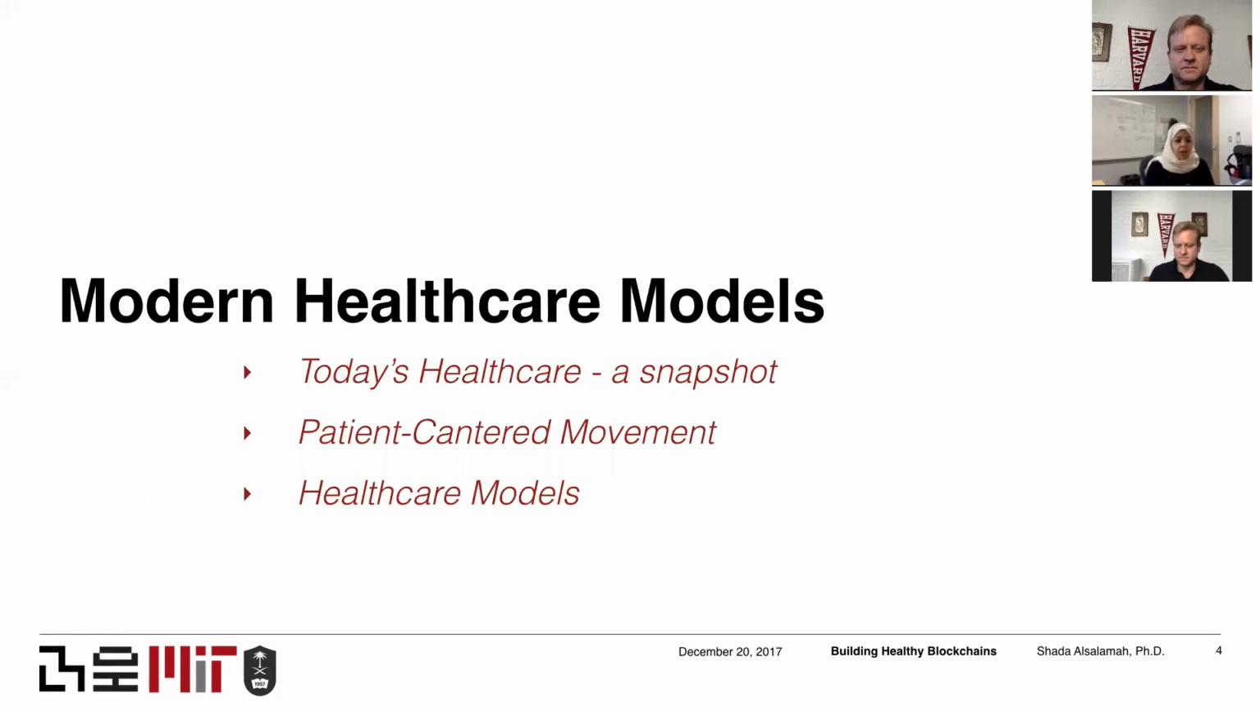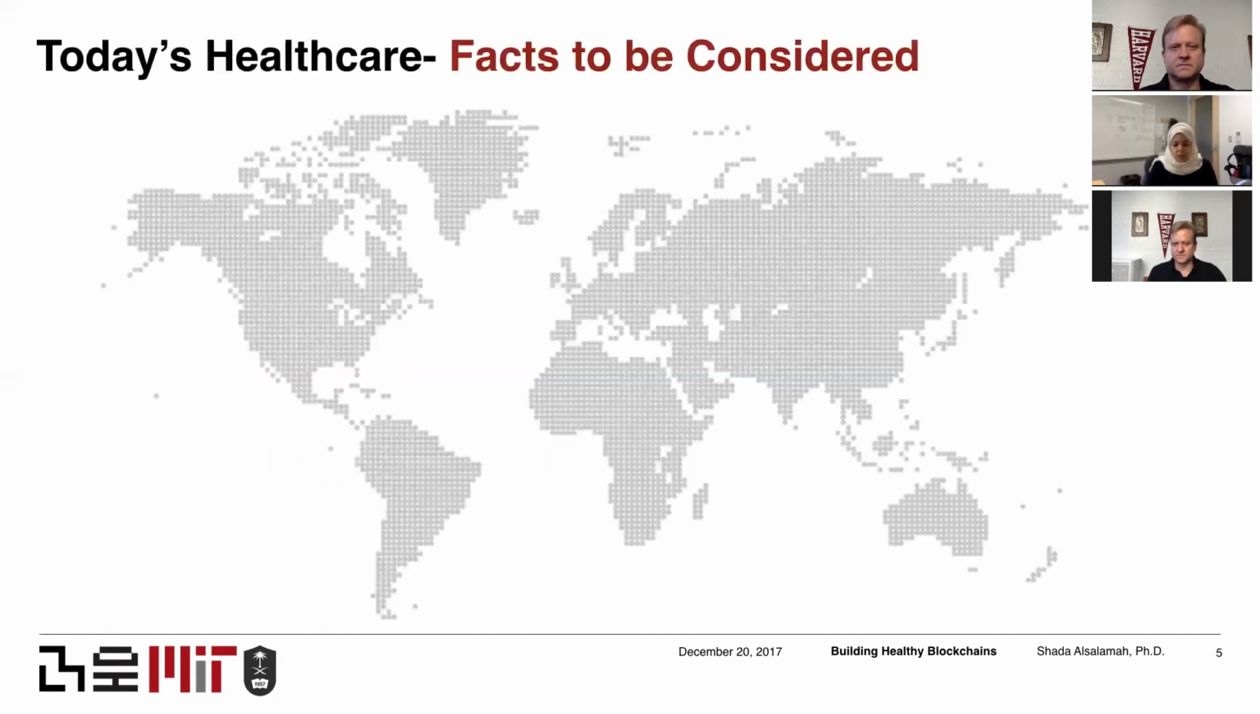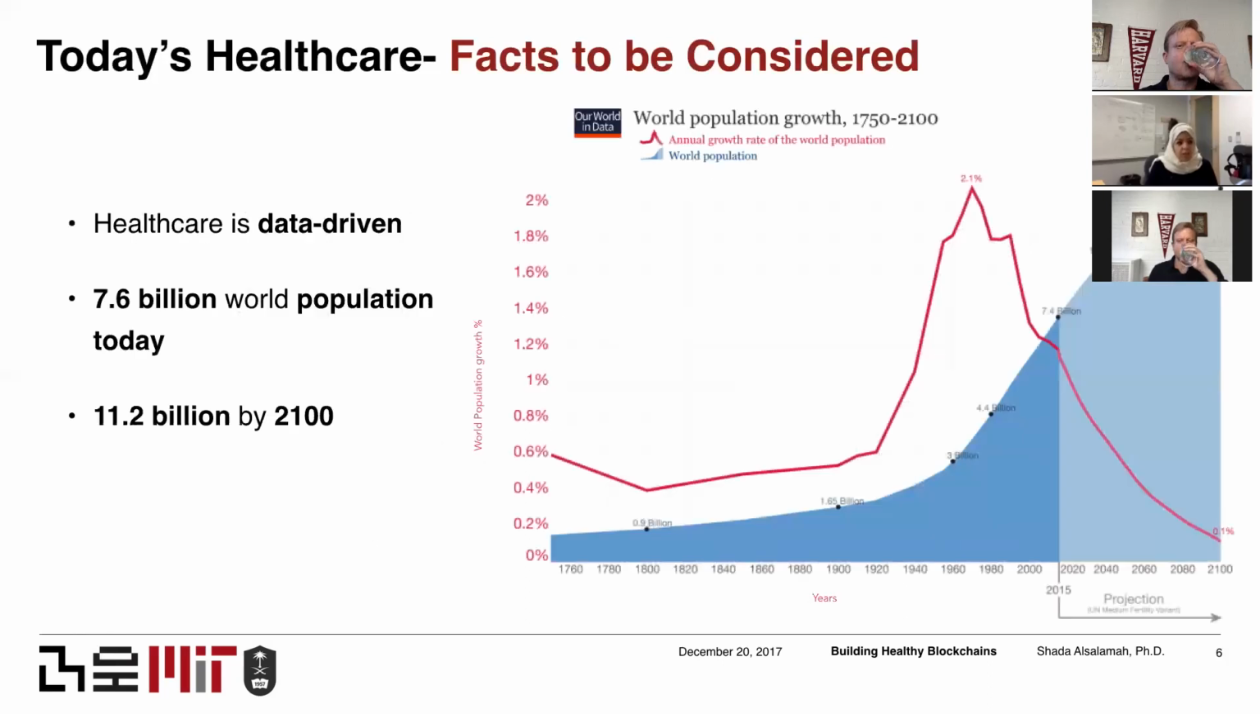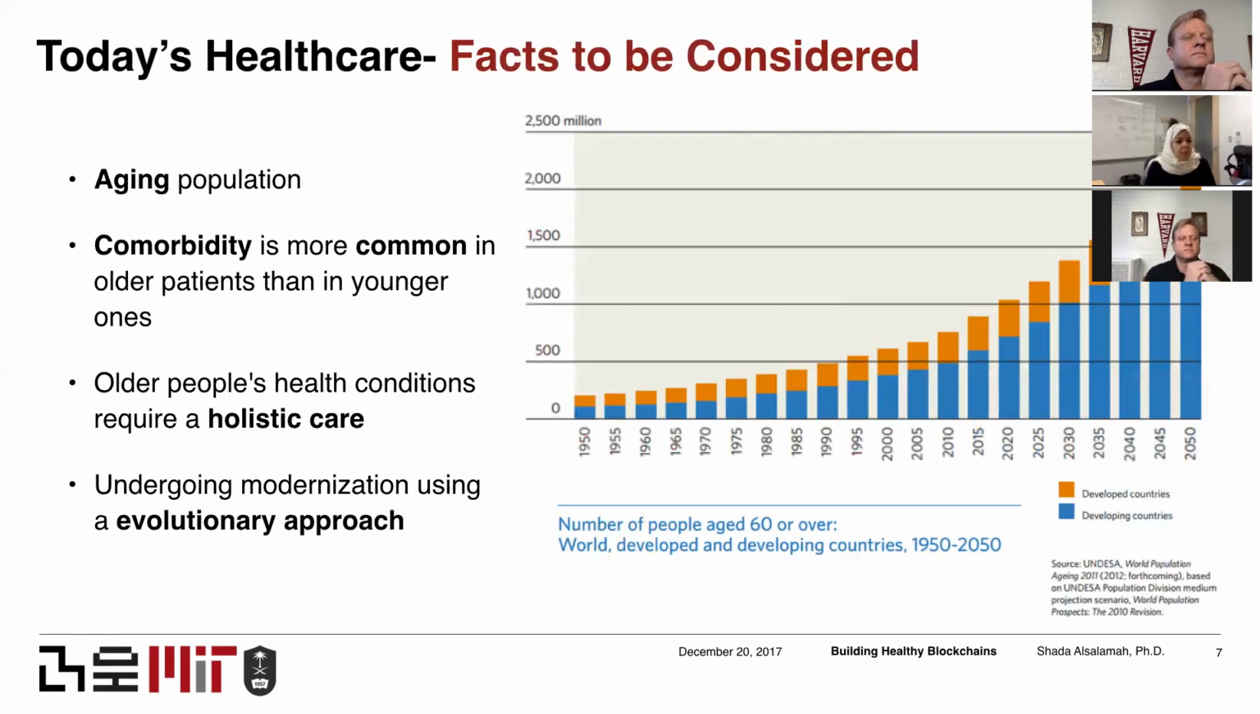So, modern healthcare models: I'll talk about the snapshot, the patient-centered healthcare movement, and eventually the models that I just told you I'm going to talk about. So, let's start with a couple of facts to be considered in the domain. Today we live in a world, and healthcare is mostly a data-driven domain, with 7.6 billion people sharing the world with us. In the next 80 years, expectations are that the population will increase to 11.2 billion. Now, this is very good news thanks to the advance in healthcare services. The problem that we see is that this population is actually aging.